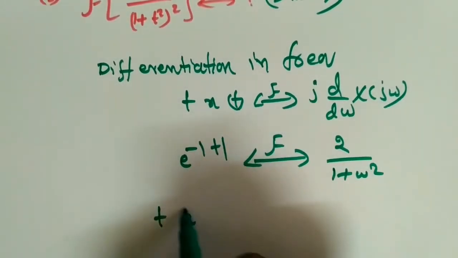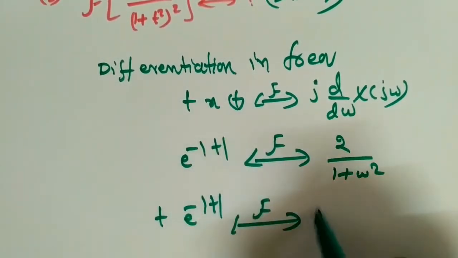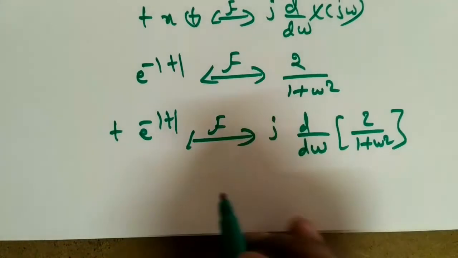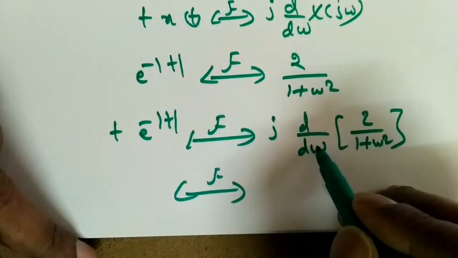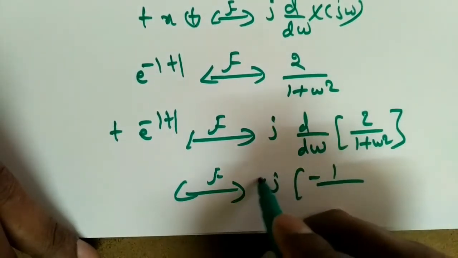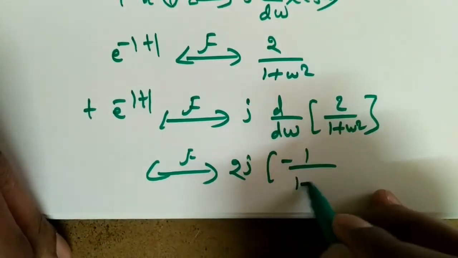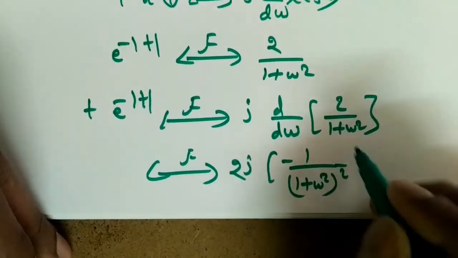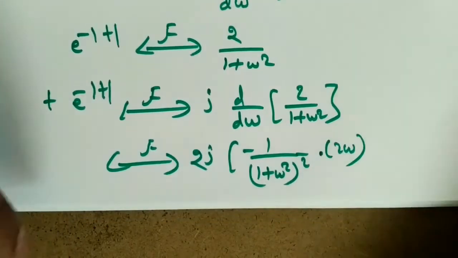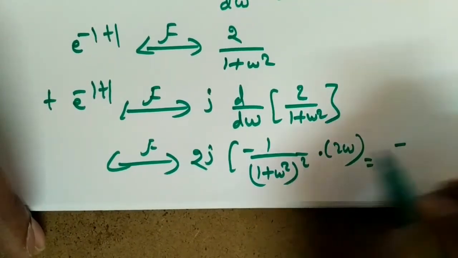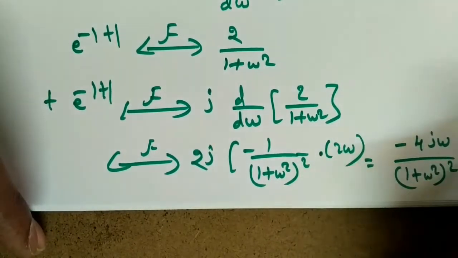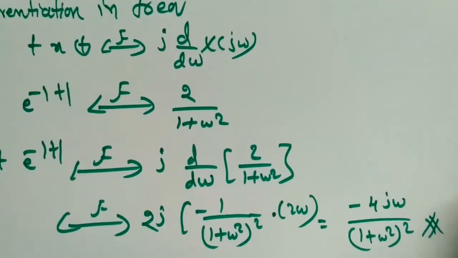Now what we need to do, t into e power minus mod t. The Fourier transform is j into d by d omega of 2 by 1 plus omega square. So if I solve, what will we get? d by dx of 1 by x. So, 2 is common, so 2j, and 1 by x gives minus 1 by x square, where x is 1 plus omega square, so we need to differentiate this one also. So we will get 2 omega, right? So the final answer is minus 4j omega by 1 plus omega square whole square, like this, right?